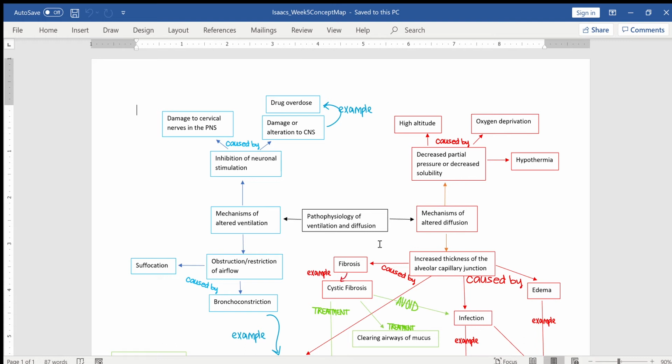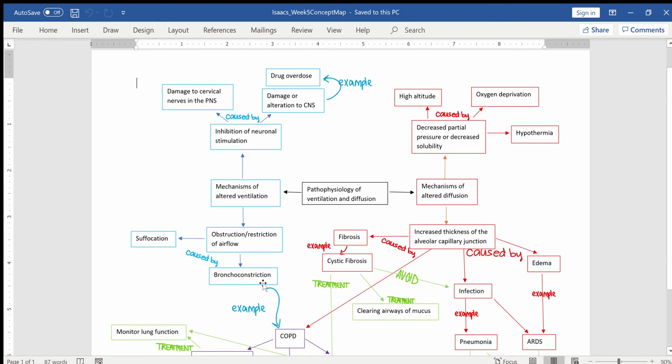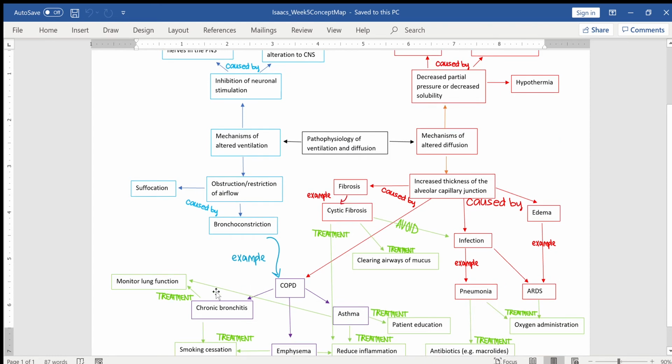From each part there, so mechanisms of altered ventilation, I go up to inhibition of neuronal stimulation. I gave some examples there, what it's caused by. And under mechanisms of altered ventilation, there's another example here of the obstruction and restriction of airflow. So I have causes there, suffocation, bronchoconstriction. That's where things get a little hairy.